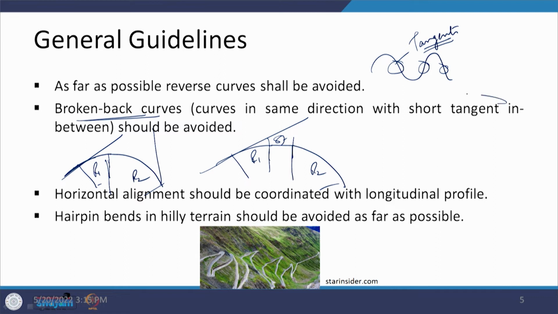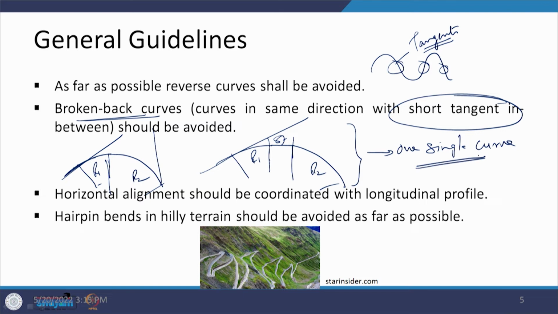But if this straight section is a short tangent, then they are defined as broken back curves, and this should be avoided as far as possible. And when we say avoided, what we try to do is that this should be transformed into one single curve if possible. If this can be done, then that is a better alignment.